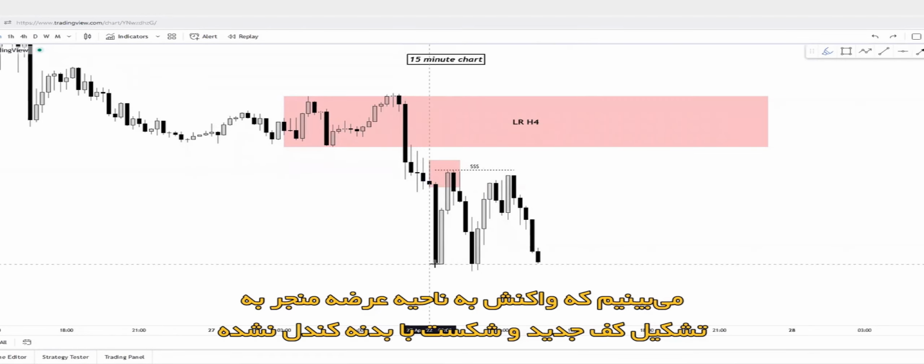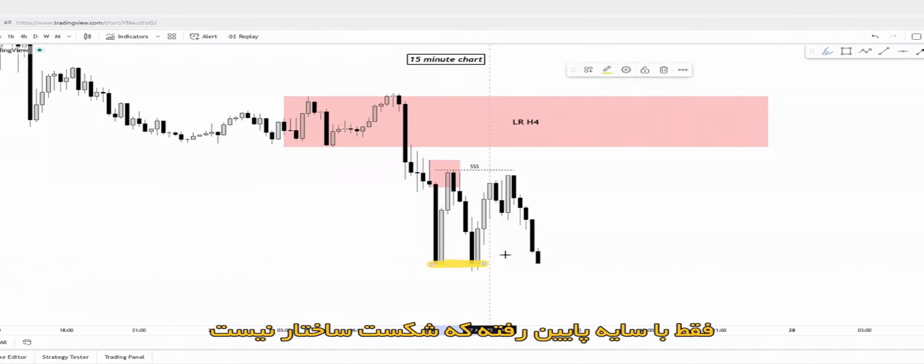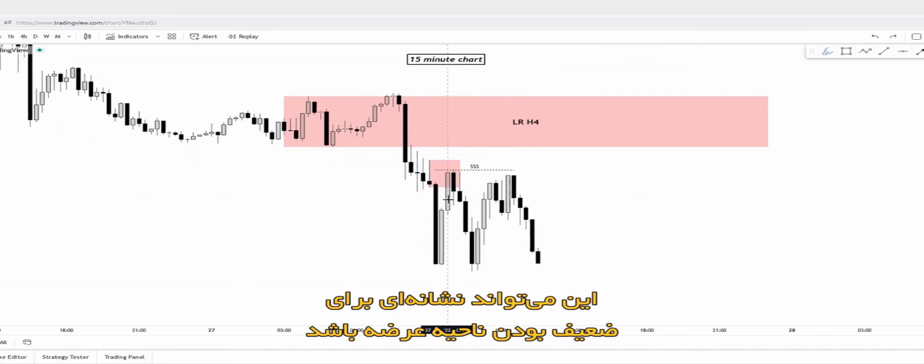You can see that this upside movement and reaction on the supply zone couldn't create a new low by a break of structure, by a body break, right? So that was just a wick below. This isn't a break of structure. So this might be a sign for the weakness of this supply zone.